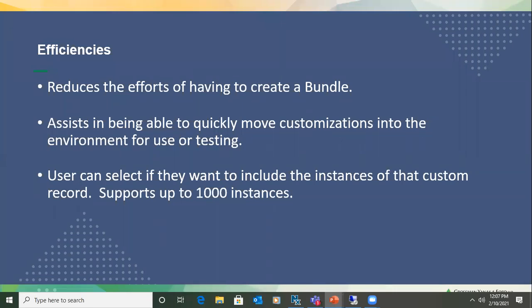The next thing I want to talk about was efficiencies. So the copy to account feature really reduces the effort of having to go through the steps of creating a bundle. It allows you to quickly move customizations in between environments for use or for testing, and really gives you the ability to select what you want to bring over. And also, if you want to include instances of that custom record, the copy to account feature supports up to 1,000 instances of the custom records.